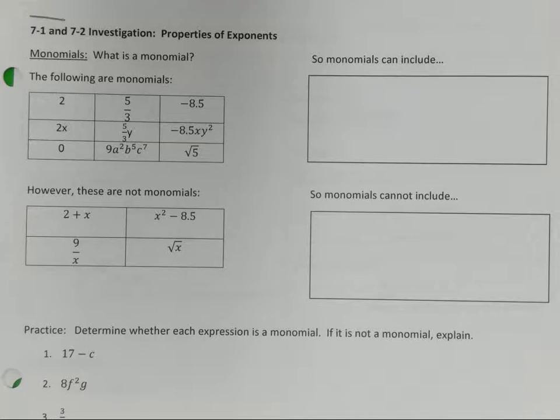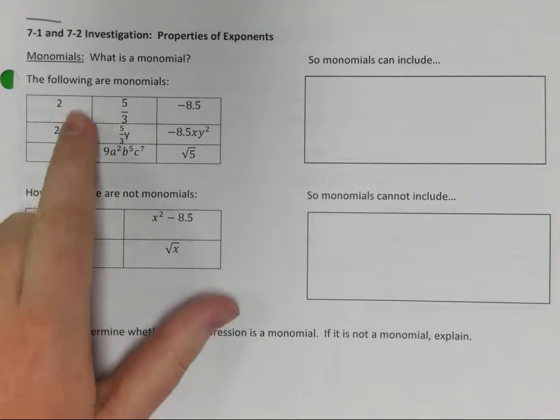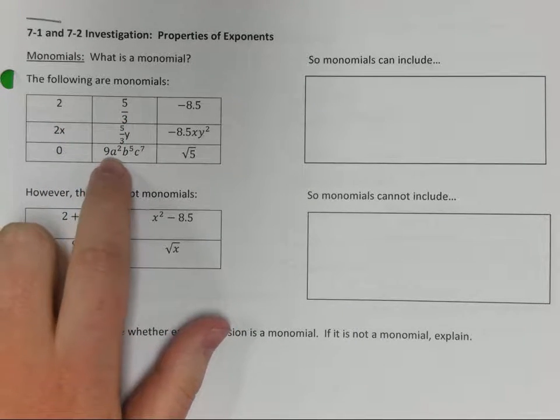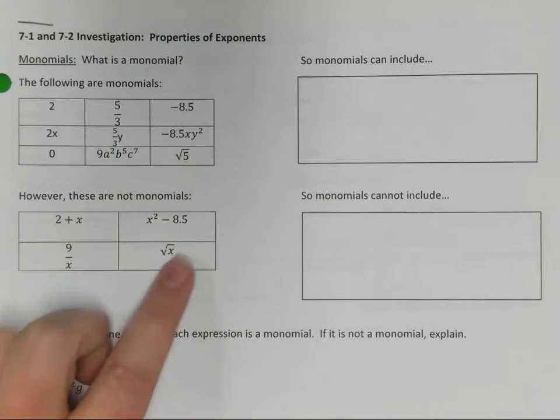Alright, so today we are going over properties of exponents. Before we can go over everything about exponents, we need to know what monomials are, okay? Right here in this first box, we have monomials. We have 2, 2x, 0, 5/3 y, 9a squared, b to the 5th, c to the 7th, the square root of 5, and so on and so forth.